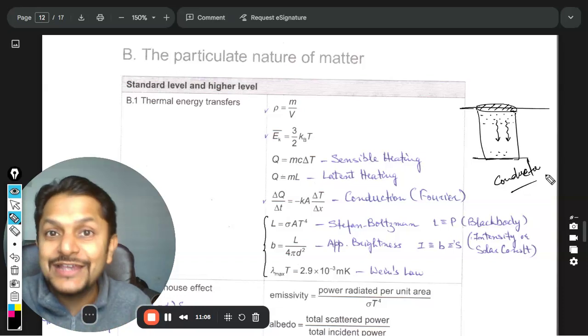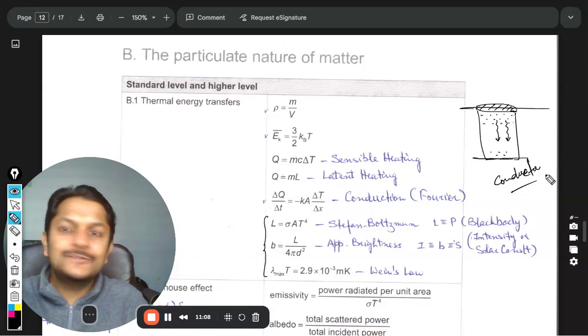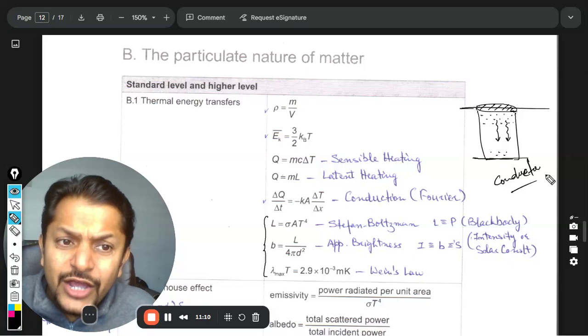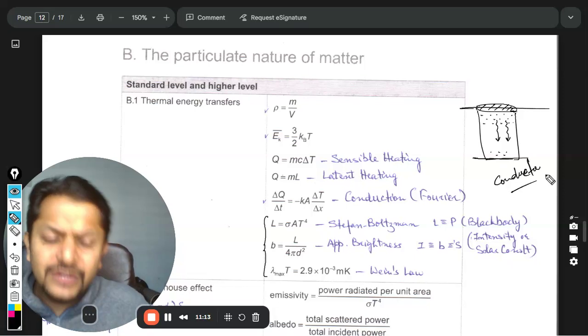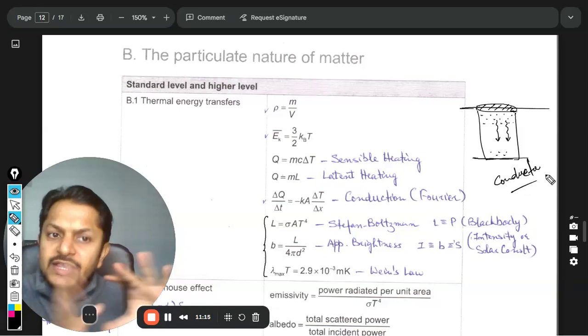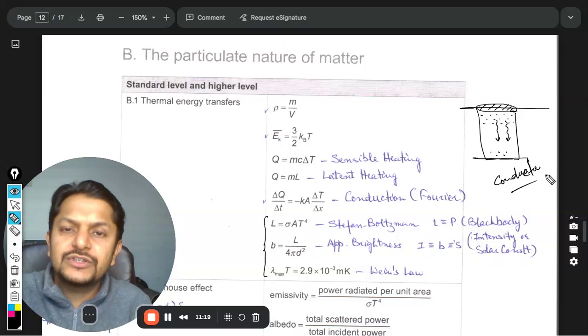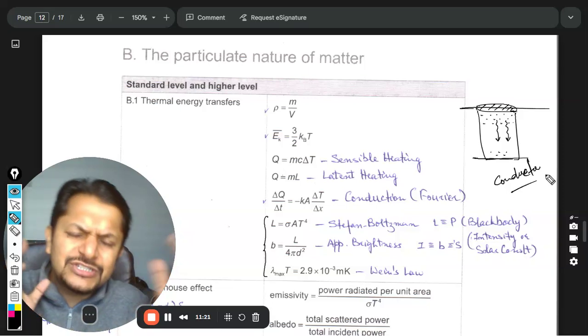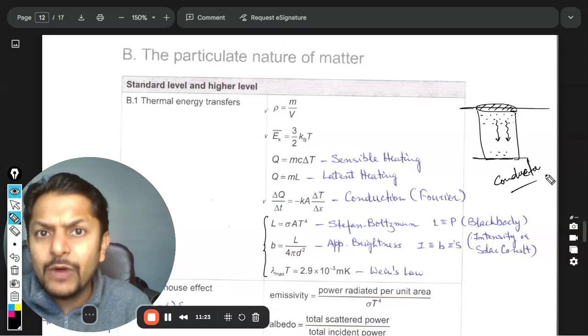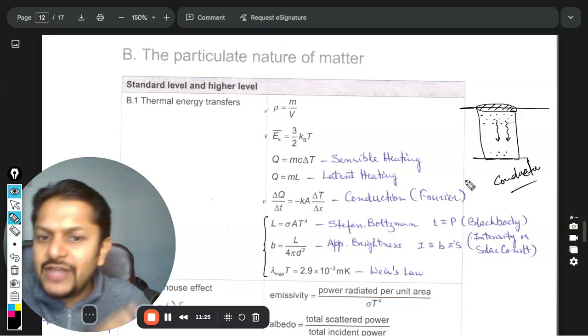So this is the kind of information which is usually not taught in the classrooms, not written in the books, and it's kind of hidden knowledge or very specific knowledge. But this could be one of the questions that IB might ask you sometime in paper 1A. Okay, so this is convection, everything is done.